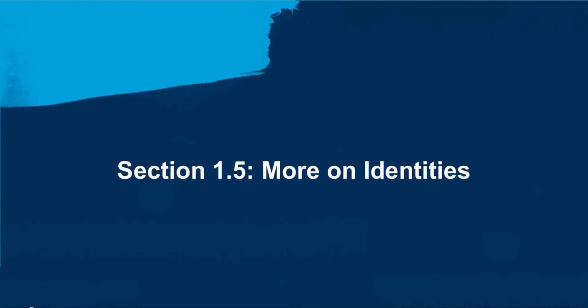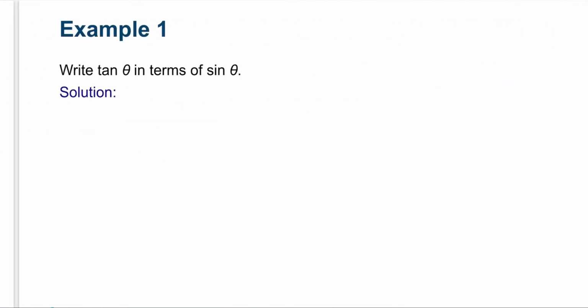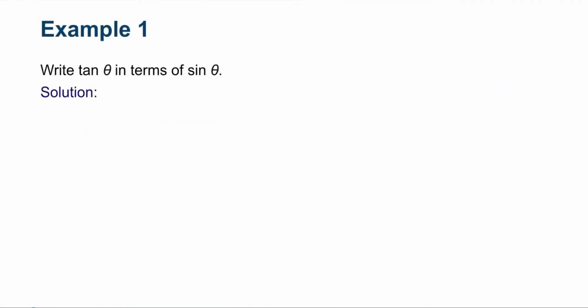This is section 1.5, which is a continuation of identities. So let's get to it. All right, so for this first example, they want us to write tangent in terms of sine. So let's go ahead and do that.